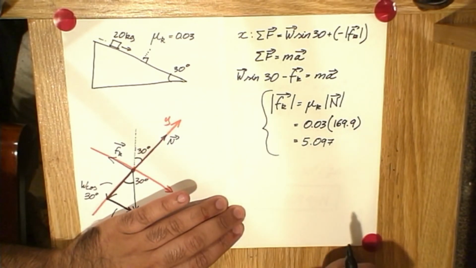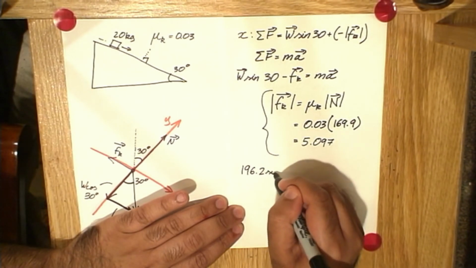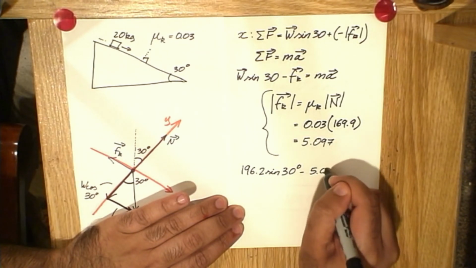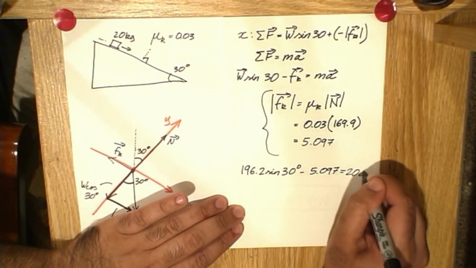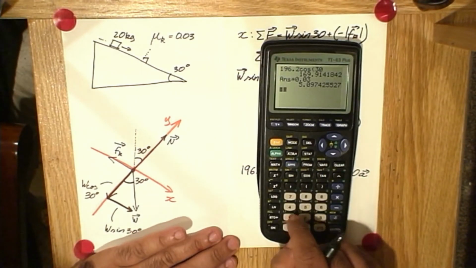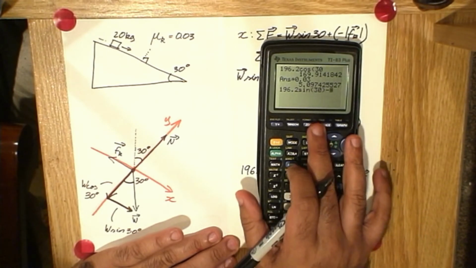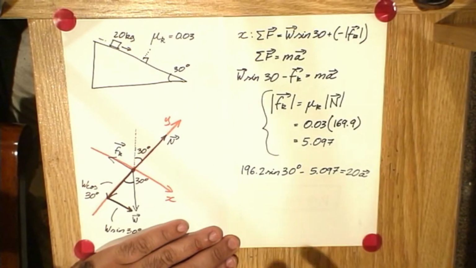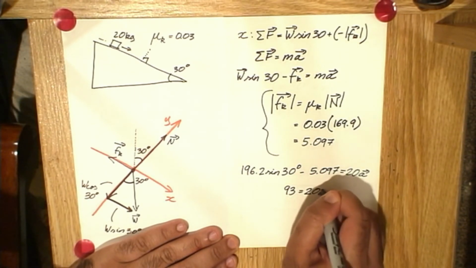Now, the weight we already calculated as 196.2. Sine 30 degrees minus the friction of 5.097 is equal to the mass, 20, times the acceleration. So, 196.2 times the sine of 30 degrees minus 5.097 gives us 93 newtons, which is equal to 20 times the acceleration.